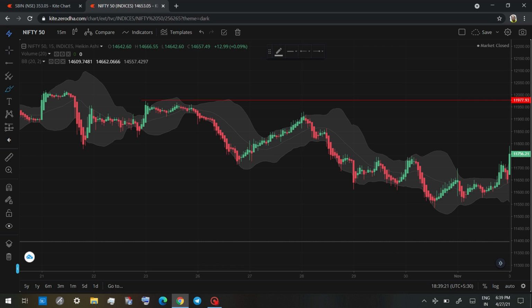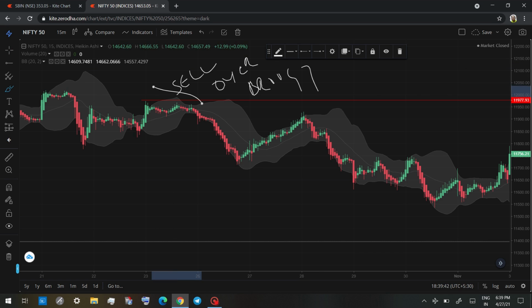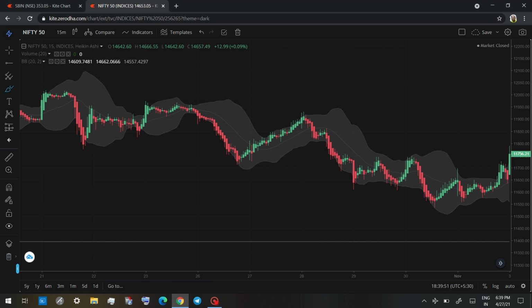Whenever it touches the top band of a Bollinger Band, you can go for a sell position. This is an overbought area, so you can go for a sell. To confirm that, I drew a trend line marking the previous high. This is the previous high.